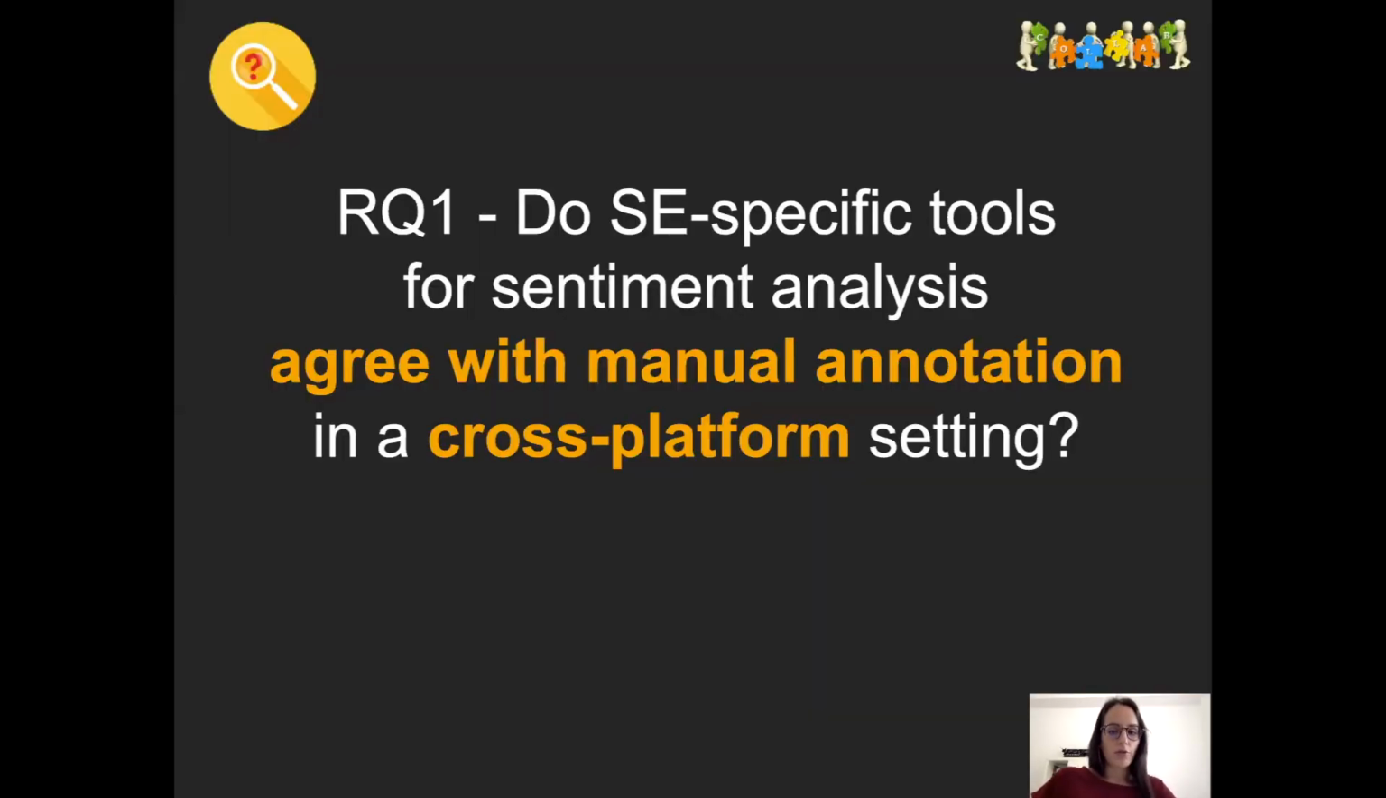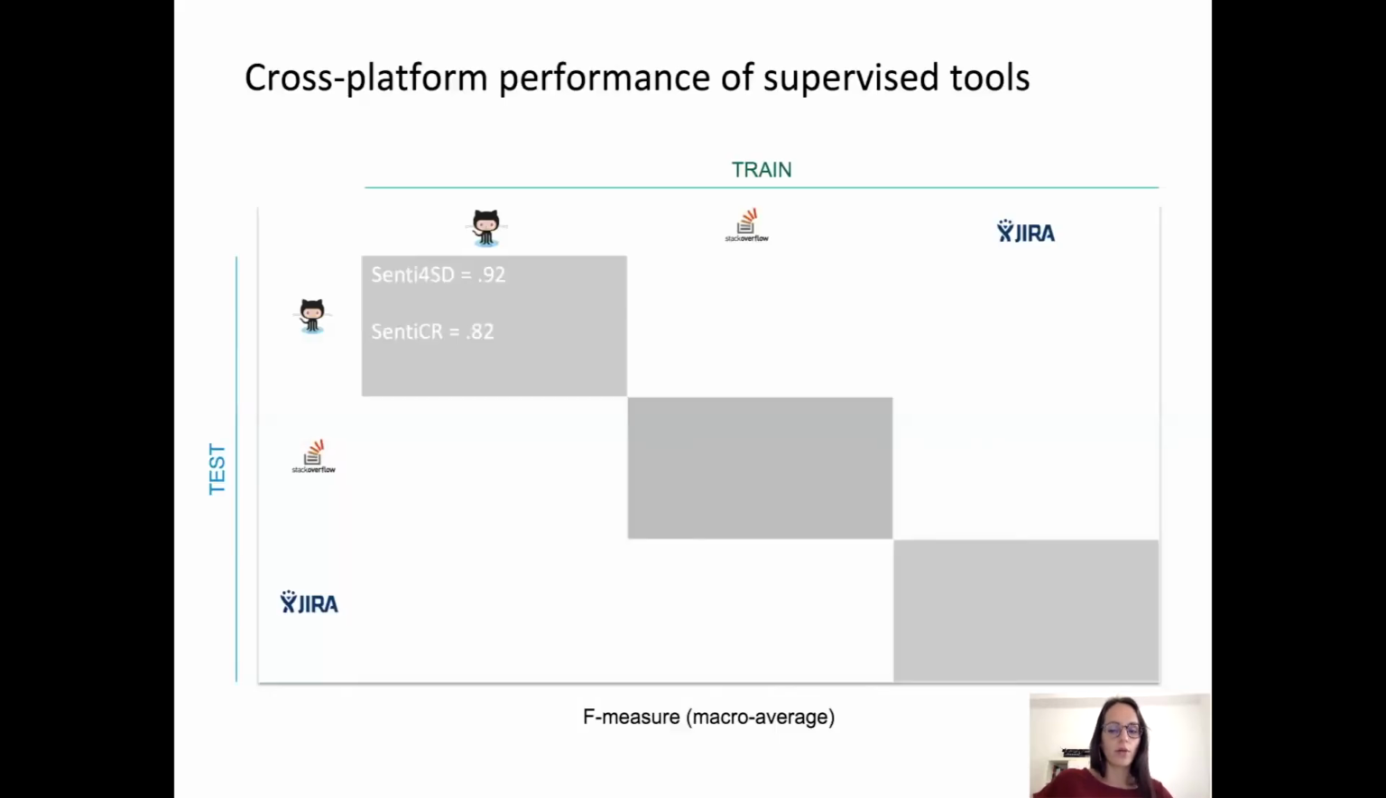So let's answer our first research question. That is, what is the performance of software engineering specific tools in terms of agreement with manual annotation in a cross-platform setting? So in our paper, we have all the detailed information regarding performance metrics. And here, of course, for time constraints, we cannot discuss all of them. So we will simply report F-measure.